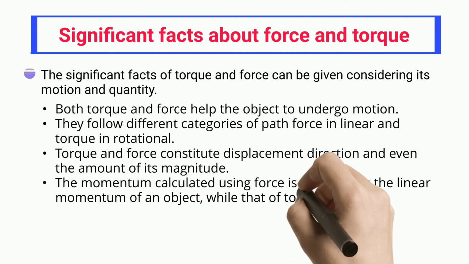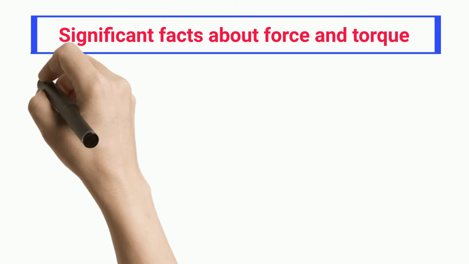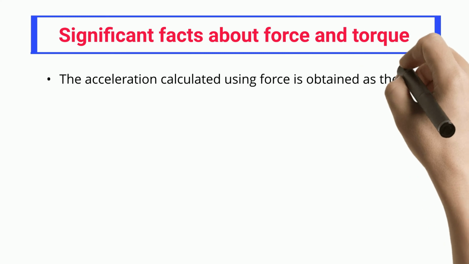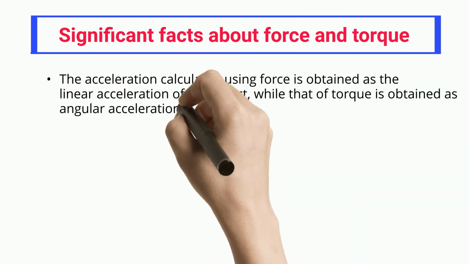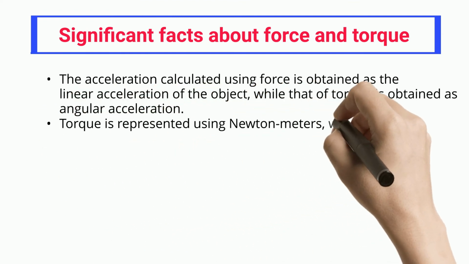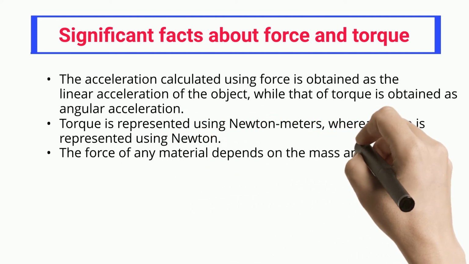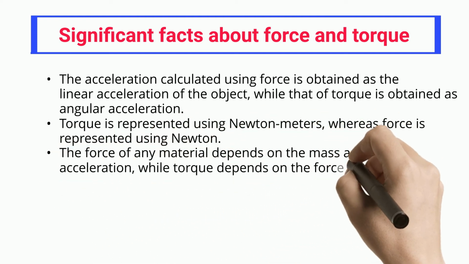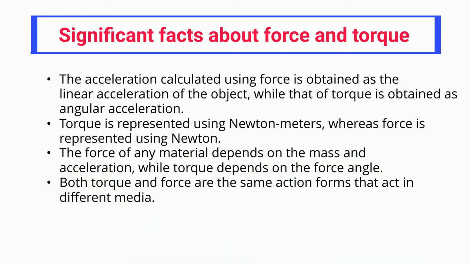The momentum calculated using force is obtained as the linear momentum of an object, while that of torque is obtained as angular momentum. The acceleration calculated using force is obtained as the linear acceleration of the object, while that of torque is obtained as angular acceleration. Torque is represented using Newton meters, whereas force is represented using Newton. The force of any material depends on the mass and acceleration, while torque depends on the force angle. Both torque and force are the same action forms that act in different media.